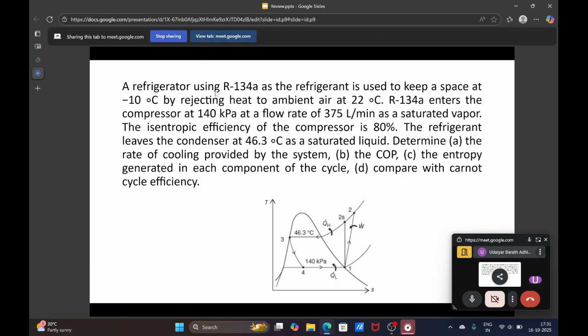So what we have is an R134A refrigerant. This is the vapor compression cycle of this in a TS diagram. At 1 we have saturated vapor, and this is at minus 10 degrees Celsius. So the corresponding pressure is 140 kilopascal, the flow rate is given as 375 liters per minute, and the compressor efficiency is 80%. What you know is the condenser pressure is the saturated pressure corresponding to 46.3 degrees Celsius. So let's see how to solve this. First we need to estimate each of the state points.